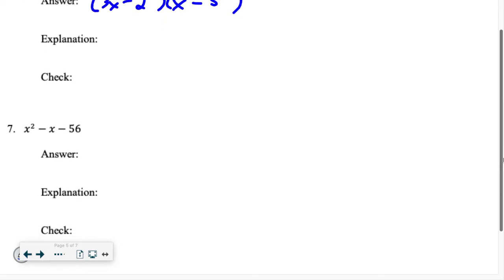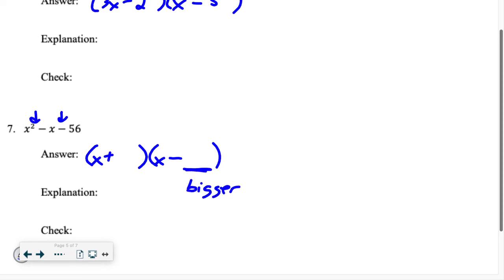Okay? X squared minus x minus 56. This one's going to be a little bit different than what we've done. Again, I know my pattern needs to be x and x here. I have a negative number at the end now. So there's actually only one possible way for that to occur, and that is if my two terms are positive and negative. I have a negative 1 in the middle. So I know that if it's a negative 1 in the middle, this number is bigger.